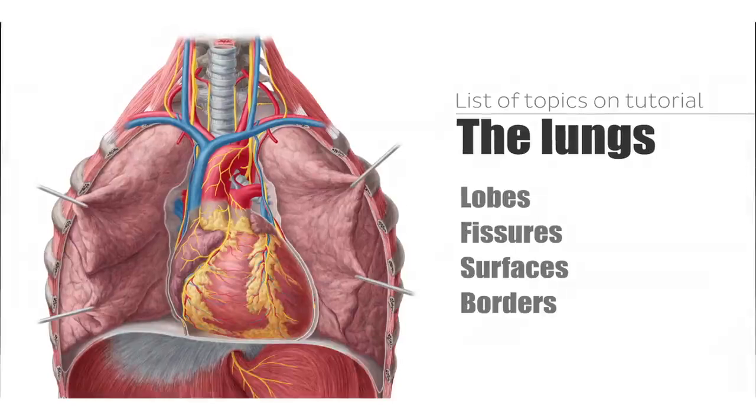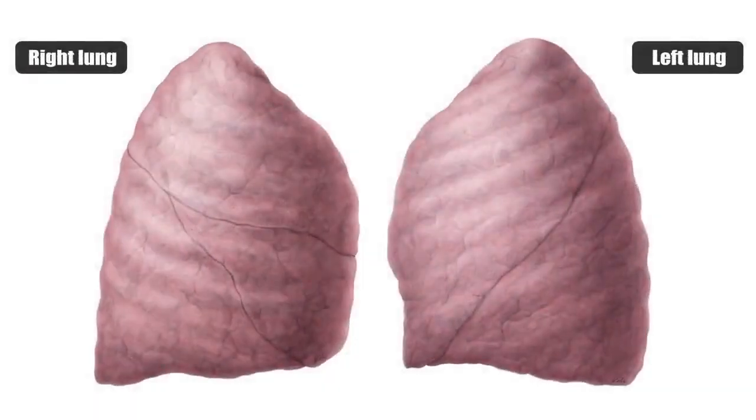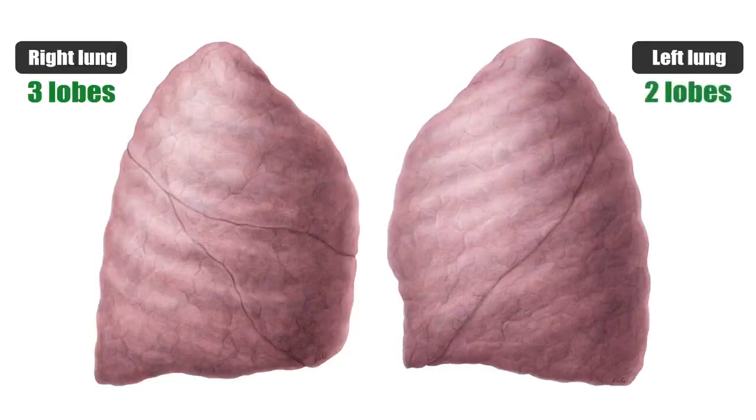Let's cover the first topic on our list, and now we're looking again at the lateral views of the lungs. Notice here on the right lung, it is divided into 1, 2, 3 portions, which we call 3 lobes. These lobes are divided by structures known as fissures that we're going to talk about later on. Now the left lung, if you notice closely, only has 1 and 2, so 2 lobes for the left lung.